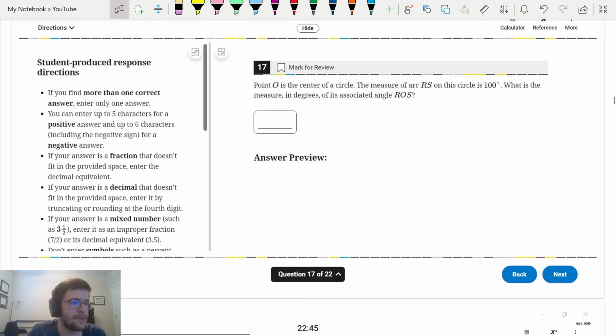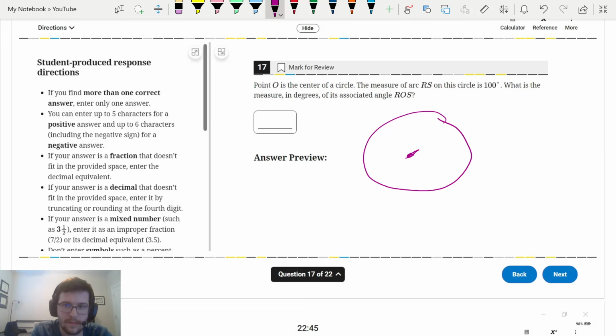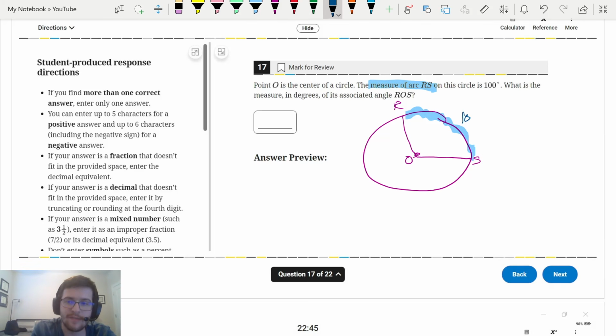Okay, so this question feels like kind of a trick question, but it's not. So let's say I have R and then the center's O. So ROS. And the question is telling us that the measure of the arc, not the arc length. The arc length would be if I said, hey, the arc length is 6 inches. No, it doesn't say that. It says the measure of the arc is 100 degrees. So this almost seems like a trick question, but it's not.